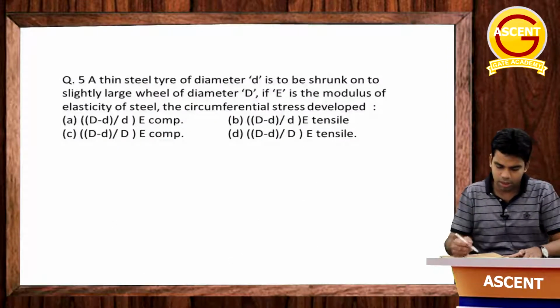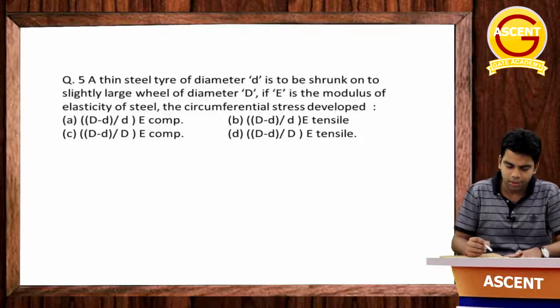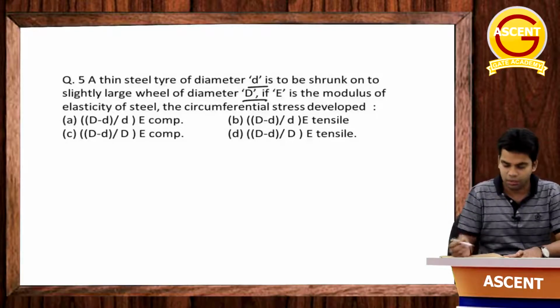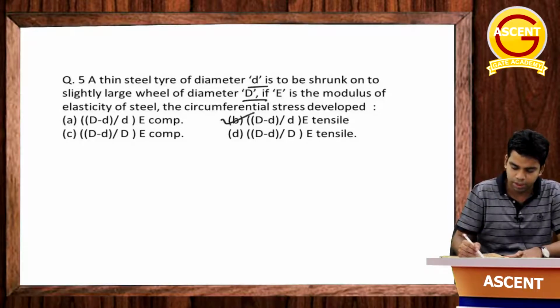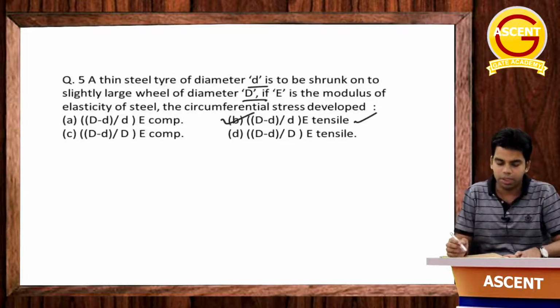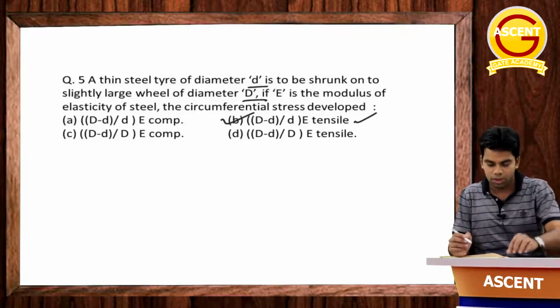Now, this I have already told you in the theory part. A thin steel tire of diameter small d is to be shrunk onto a slightly larger wheel of diameter capital D. If E is the modulus of elasticity of steel, the circumferential stress developed is? Circumferential stress, I have already told you, is capital D minus small d by small d into E, and that too will be tensile on the steel. Getting this?